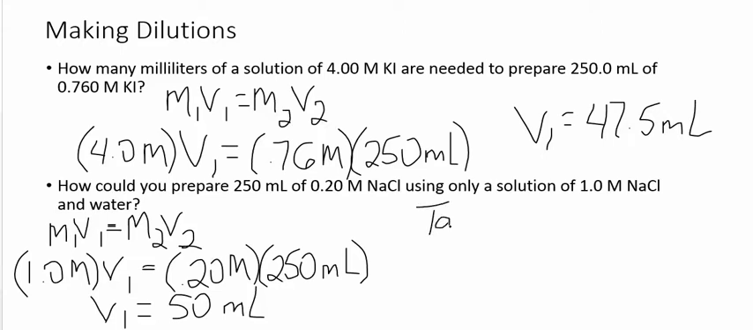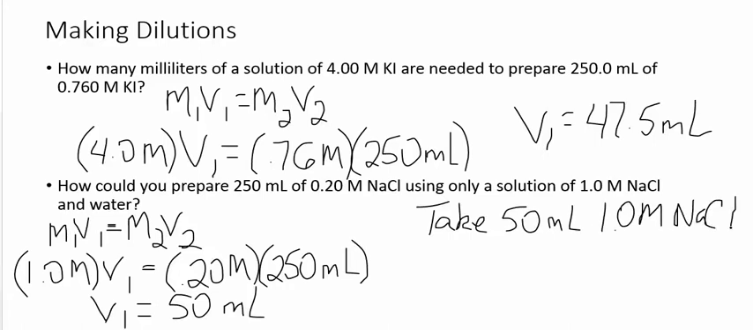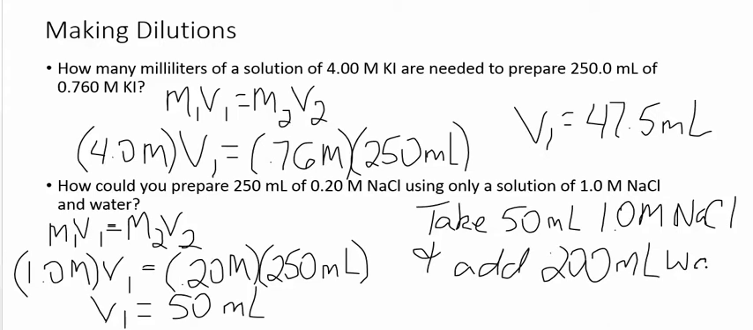The question is, how would you prepare this solution? Well, I'm going to prepare it by taking 50 mL of my concentrated, which is 1 molar NaCl, and I'm going to add 200 mL of water. That will give me the total volume that I want of 250. So that's how I prepare it. Take 50 mL of the 1 molar NaCl, add 200 mL of water. That would leave me with 250 mL total.